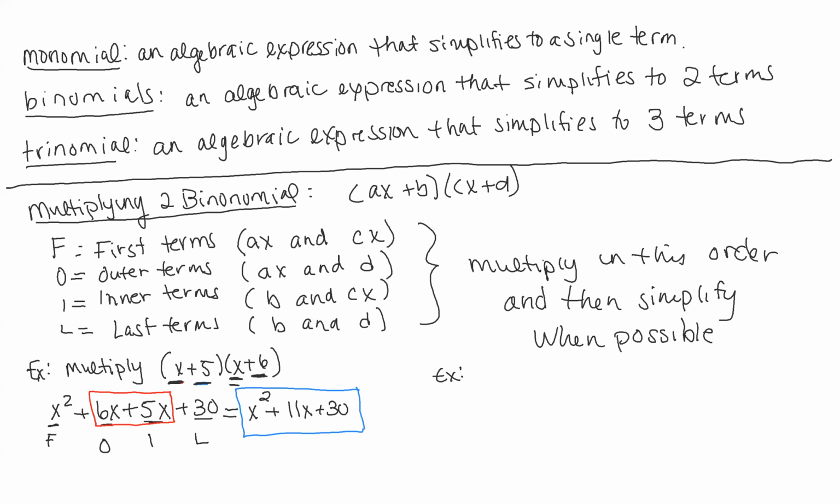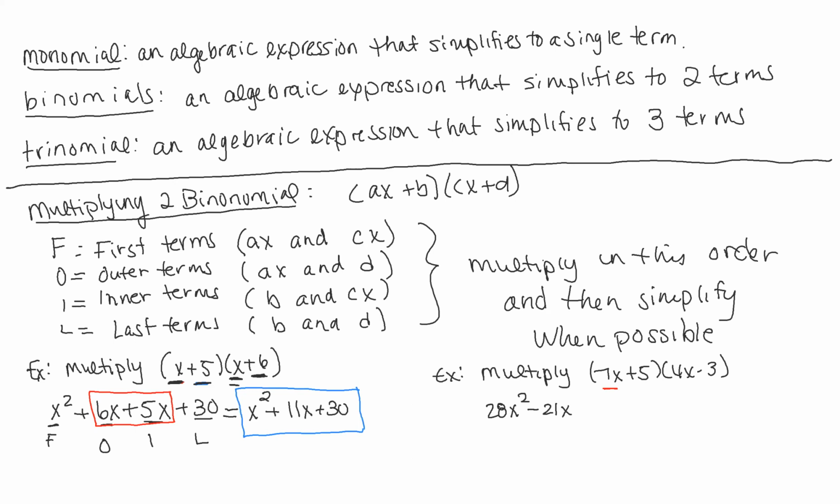Let's say this time we multiply 7x plus 5 times 4x minus 3. So again, I'm going to start with the first term in the first set of parentheses, and I'm going to distribute it through the second set of parentheses. So I get 7x times 4x. 7 times 4 is 28. X times x is x squared. I then take 7x times negative 3. Watch your signs. 7 times negative 3 is negative 21. And then I keep the x.